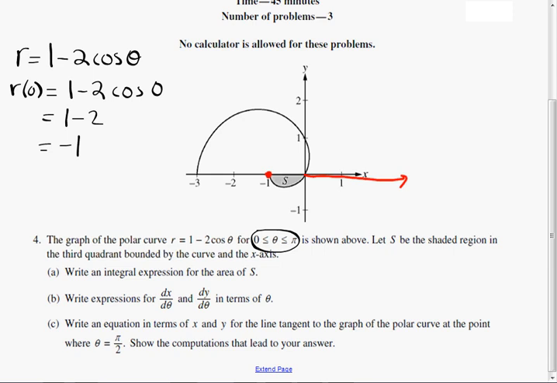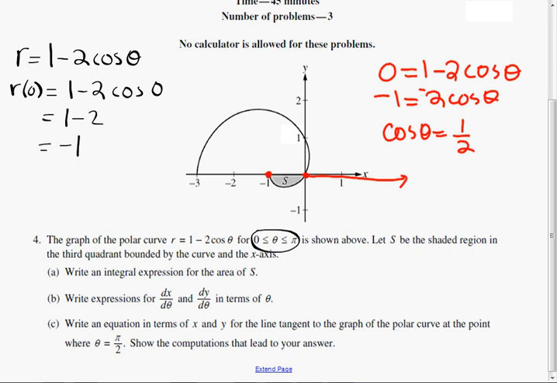Then the other thing is I want to find out where this is. Now, what's r equal to here? 0. So 0 equals 1 minus 2 cosine theta. I don't think it's going to be pi because it says this whole thing here is a picture from 0 to pi. Pi should be over there. So negative 1 equals negative 2 cosine theta. That's right. So the cosine of theta is equal to 1/2.